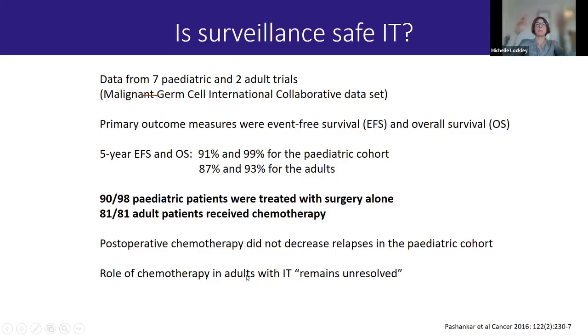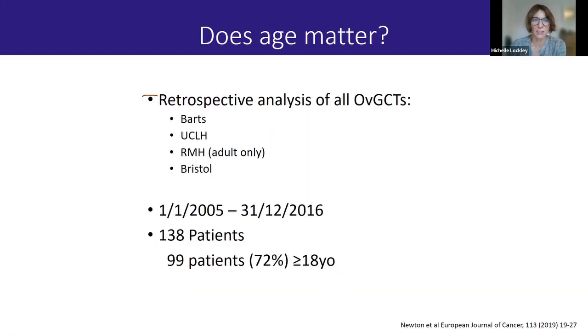And if you go back to those bell-shaped curves of the age distribution, and you see where the peak of it is, I find it hard to reconcile the idea that you should treat a 21-year-old any different to how you treat a 17-year-old. So I was interested in this idea, and we did this retrospective series that Helen was involved in of all ovarian germ cell tumours treated across 4 UK hospitals. We looked back 12 years. We found only 138 patients, which tells you how rare it is, but we had a load of patients who were over the age of 18.